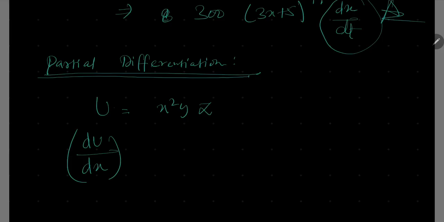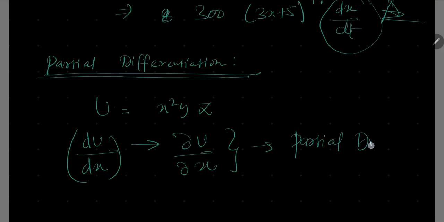So in such cases, partial differentiation comes into action, and you have to write partial differentiation this way. The d will be written like this. Okay, this is du by dx. Whenever you find it written like this, this is the notation for partial differentiation.